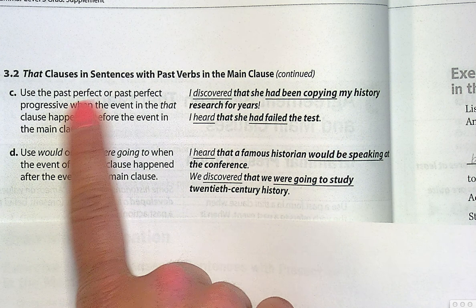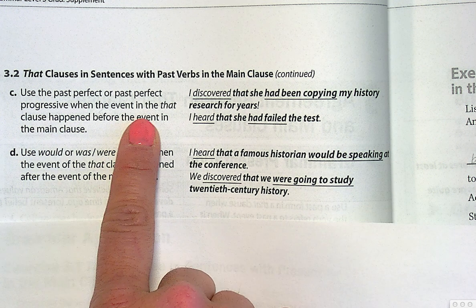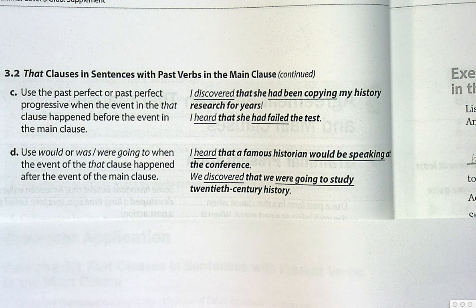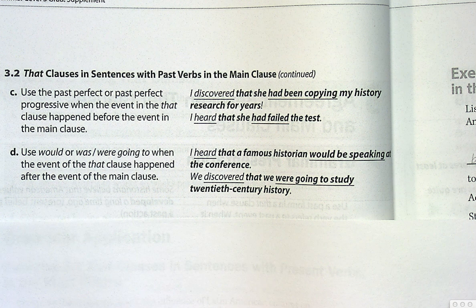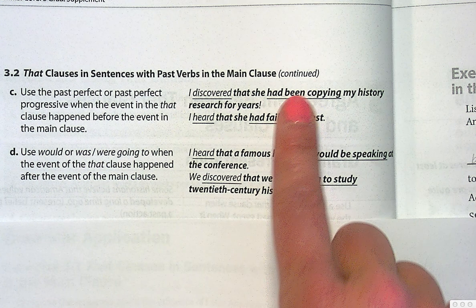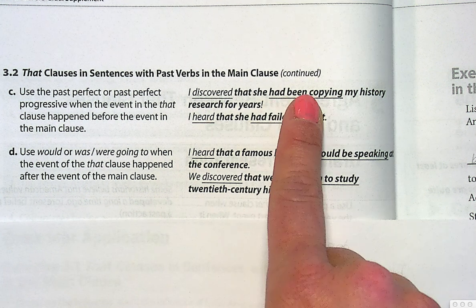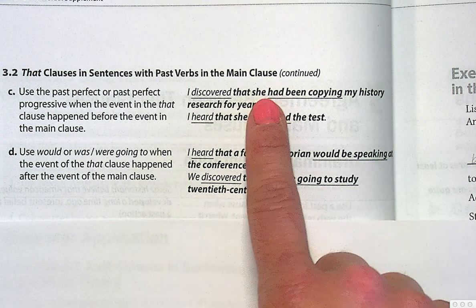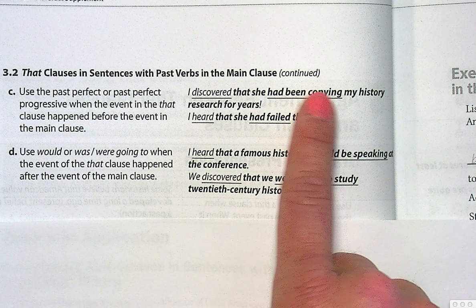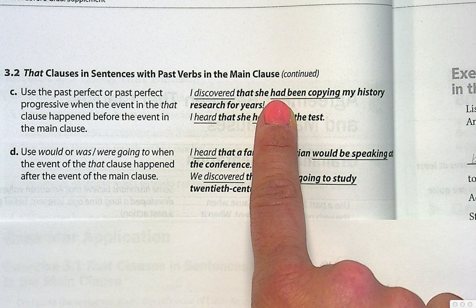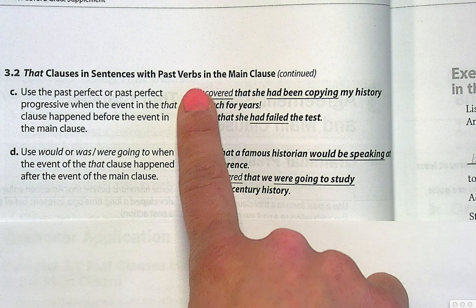the past perfect progressive when the event in the that clause happened before the event in the main clause. If you know past perfect or past perfect progressive means before something in the past, this grammar becomes pretty easy to understand. I discovered that she had been copying my history research for years. She had been copying happened before and until the action discover. So we use the past perfect progressive in this case to show that it's before this other main clause verb.